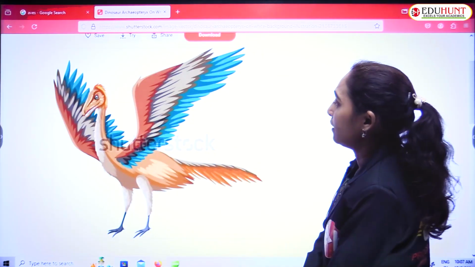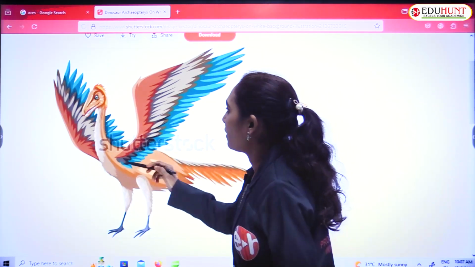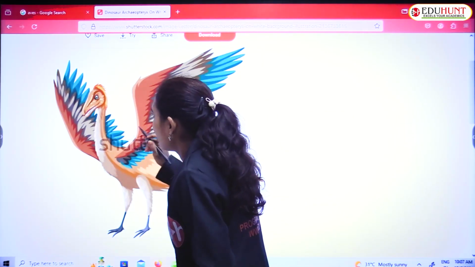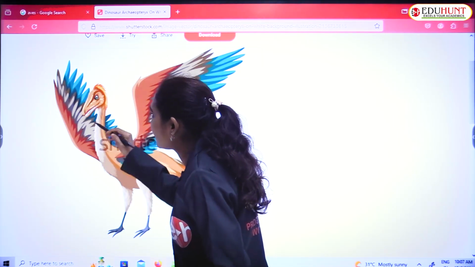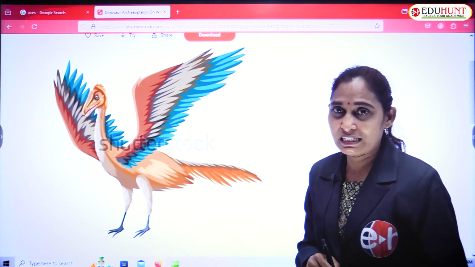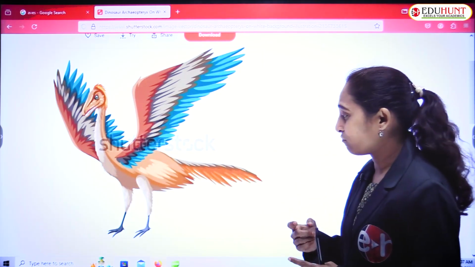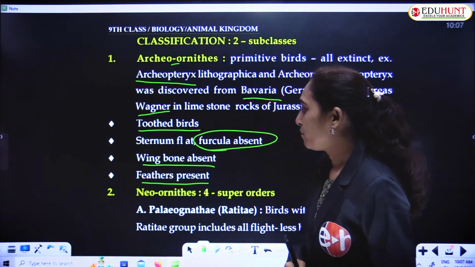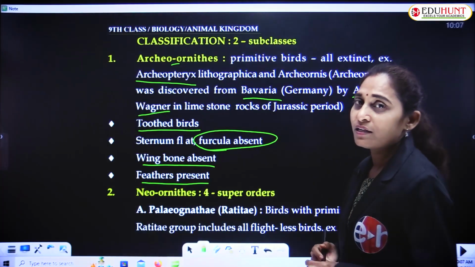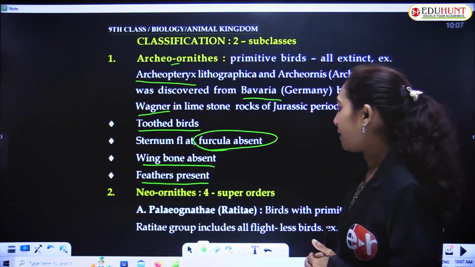Just see the picture of that bird. It's an imaginary picture. You can see teeth in the beak. Actually, birds do not possess teeth in their mouth, but this is the case where you can find teeth in the mouth. This is considered to be the connecting link between Aves and Reptilia.